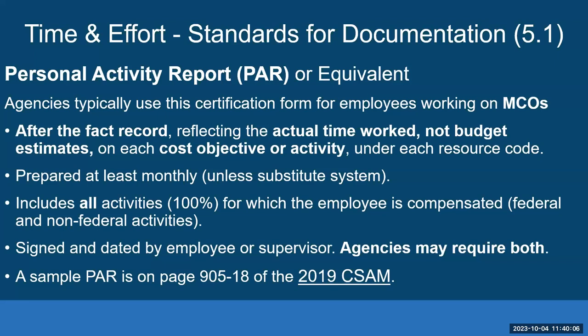I'm also including a link to a sample form in the California School Accounting Manual. That form is basic, but it includes the elements to meet the federal requirements. Again, if the agency uses any other type of documentation for employees who work on multiple cost objectives, please ensure that it includes at a minimum these elements. And most importantly, that they meet the requirements on the slides where we discussed the standards.